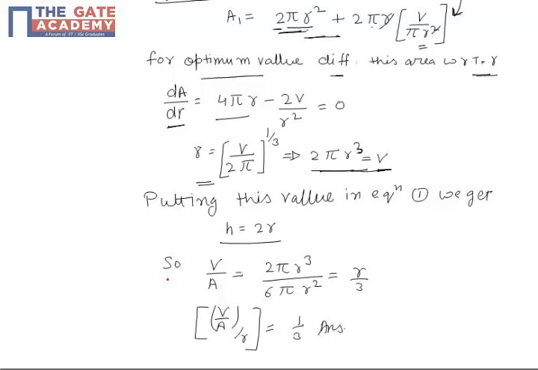Now I have to calculate the volume upon surface area, and upon r. So volume is equal to 2 pi r cube. Putting h equal to 2r into the surface area equation, I got the value of surface area as 6 pi r square. So r cube and r square will get cancelled out, leaving r. Pi will get cancelled out, and 2 divided by 6 is equal to 1 by 3. So this r will come here, and volume upon surface area upon r comes to 1 by 3.